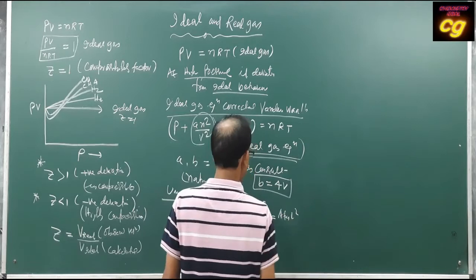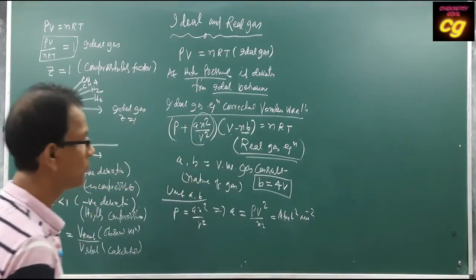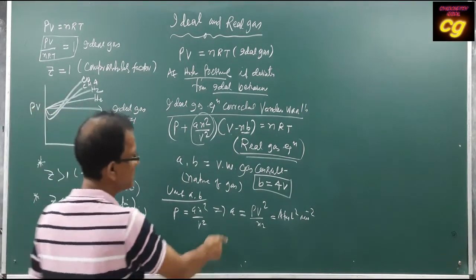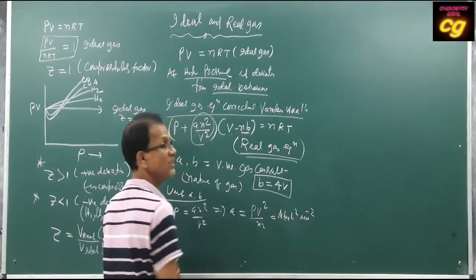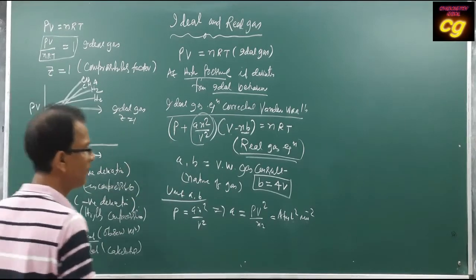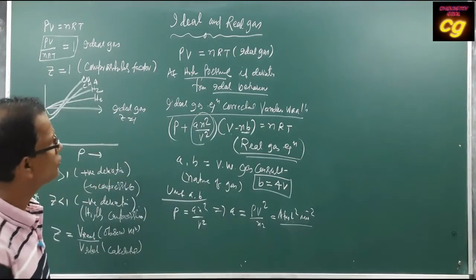V liter square upon per mole square. So P is in atm, V is in liter square, and n square means mole minus 2 per mole square. This is the unit of a. Then what is the unit of b?